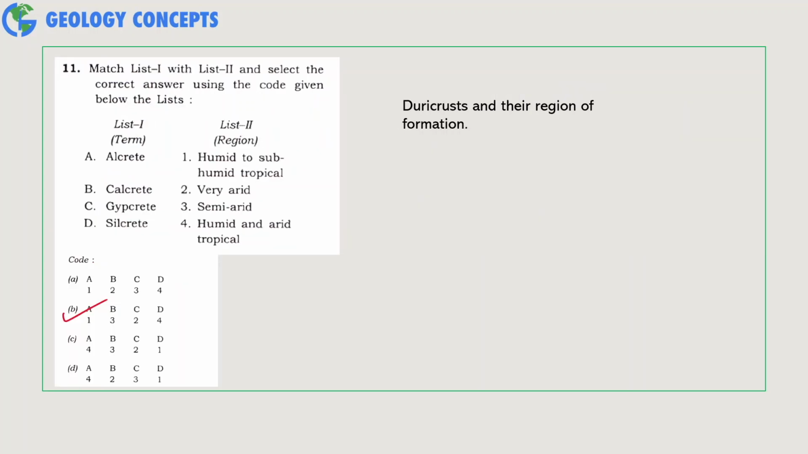Next question. Which one of the following terms best describes the process of removal of metal ions from... sorry, I'm sorry.